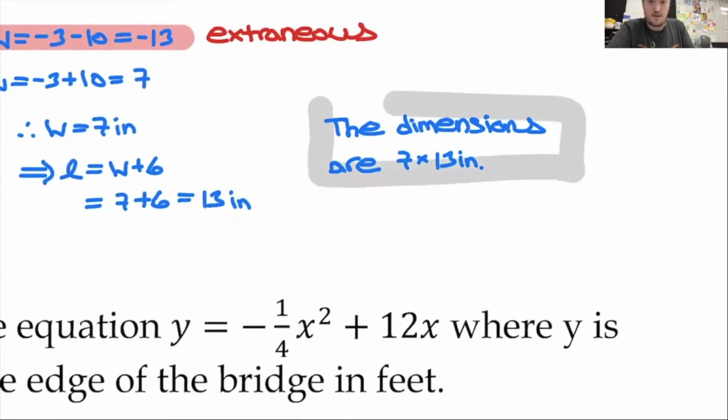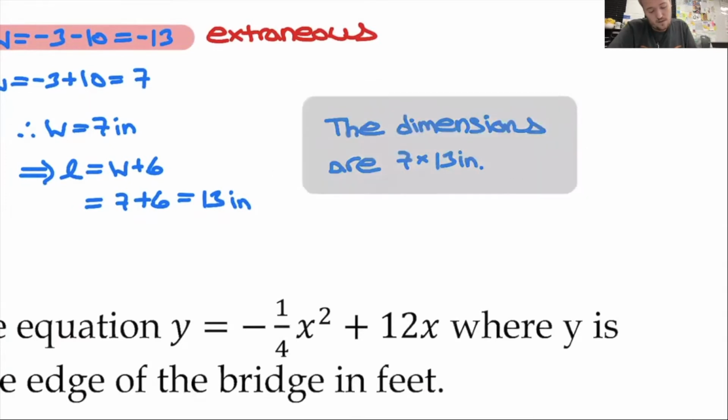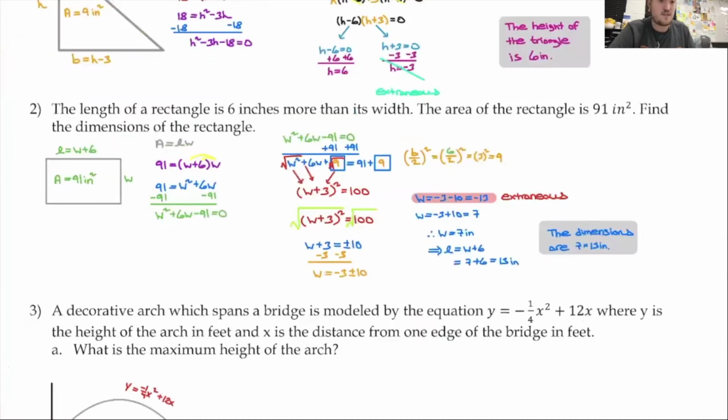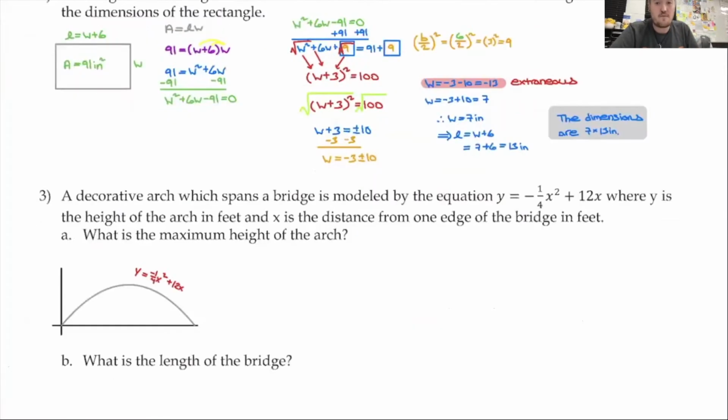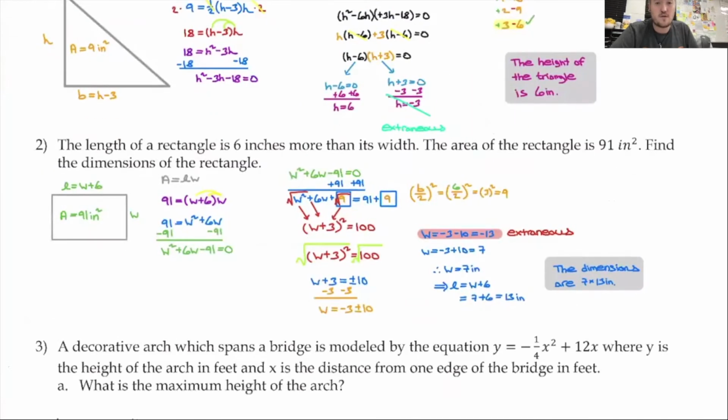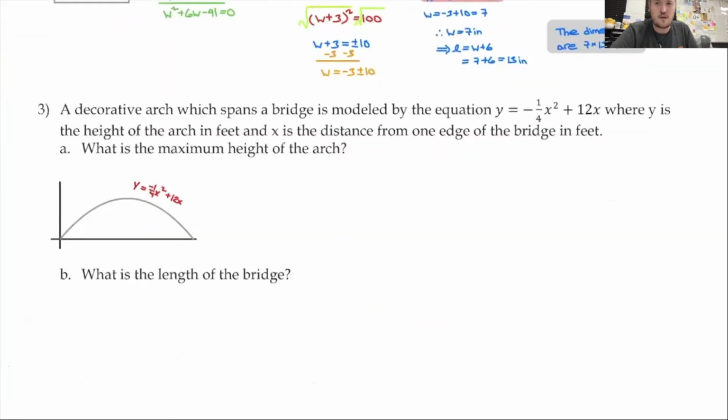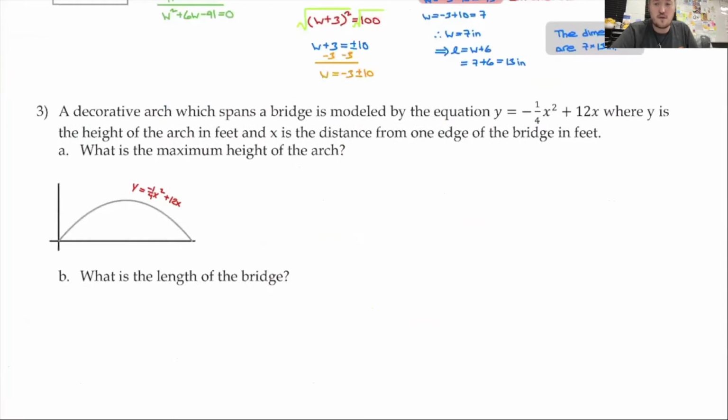So just be careful about that, because according to the actual problem itself, the length specifically is longer than the width. All right, so we did a factoring, then we did a completing the square. So I think this one over here uses a quadratic formula, so that works out perfectly.